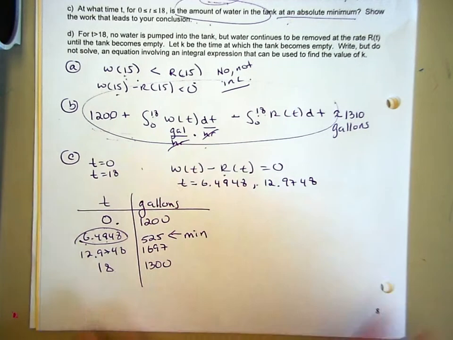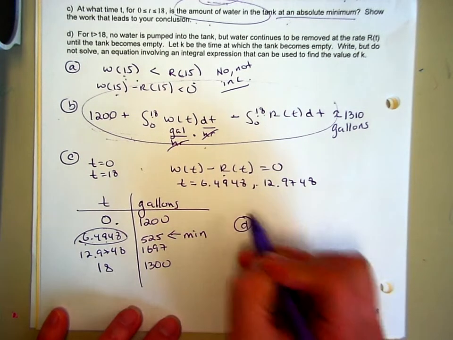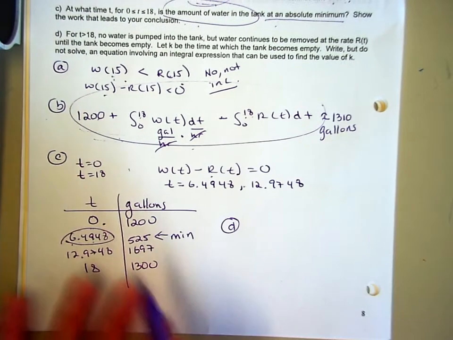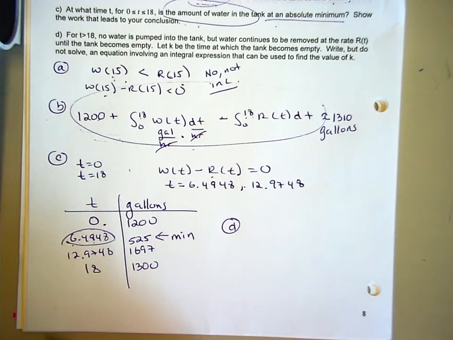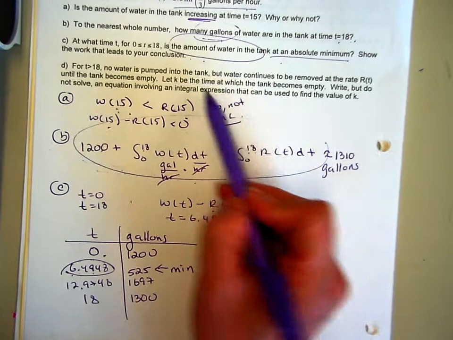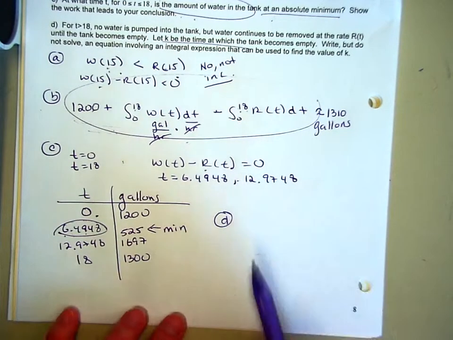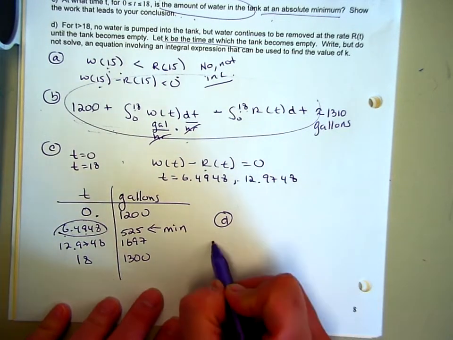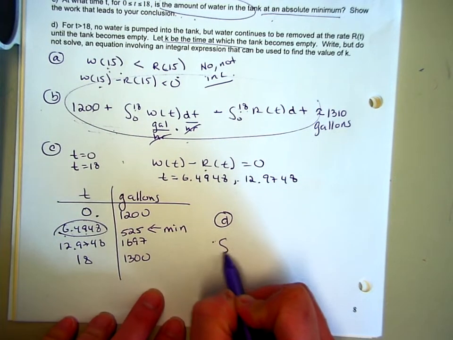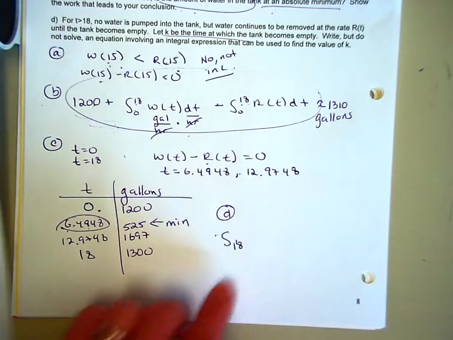Okay, lastly, part D. It says, after time 18, no water is being pumped in, but the water continues to be removed. I want an equation that can be used to find the value of K, which is when the tank becomes empty. So I want to know from 18 to K.